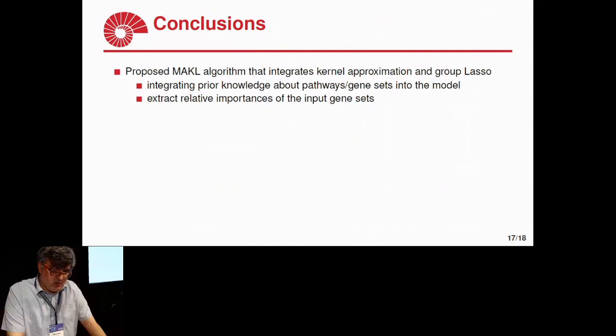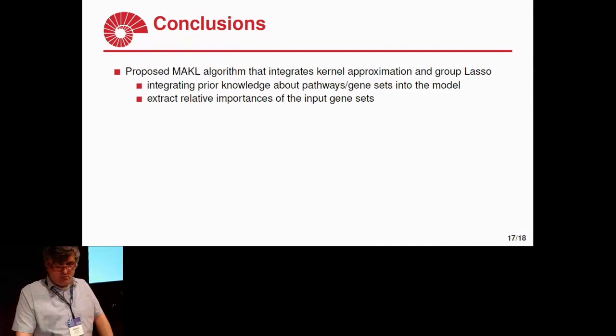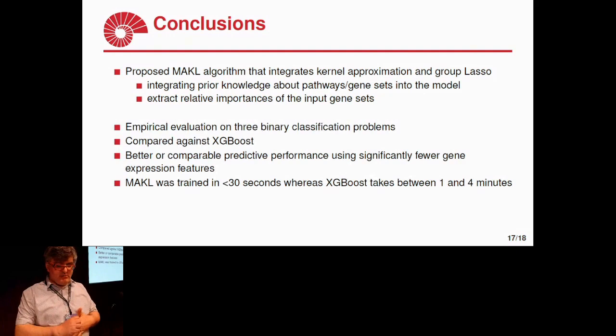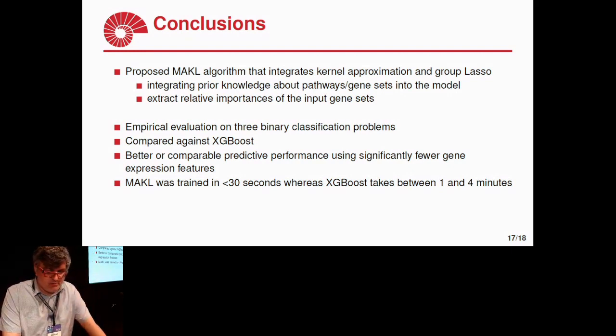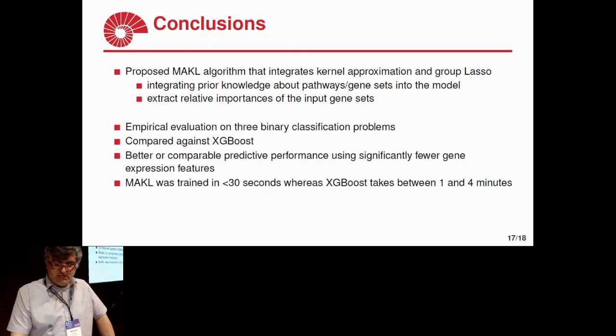Okay, let me summarize very quickly what we have done. We proposed an algorithm called MAKL. It integrates kernel approximation and group lasso. We can include pathways into the model. We did empirical evaluation on 3 binary classification data sets. Compared against XGBoost, we obtain better or comparable predictive performance using fewer expression features.